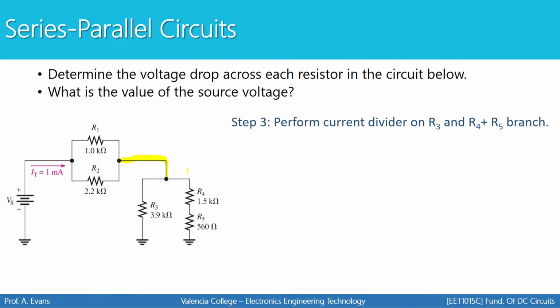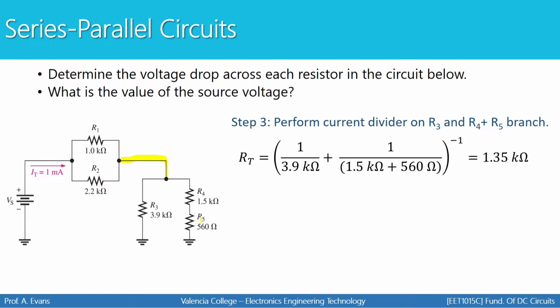So the first thing we have to do is find the total resistance of these two paths. Keep in mind we have two paths, this path and this path. These resistors are in series, which means I'm going to combine them together. And then I'm going to take the reciprocal of that number plus the reciprocal of 3.9K, add that up, take the reciprocal of that to get my RT.